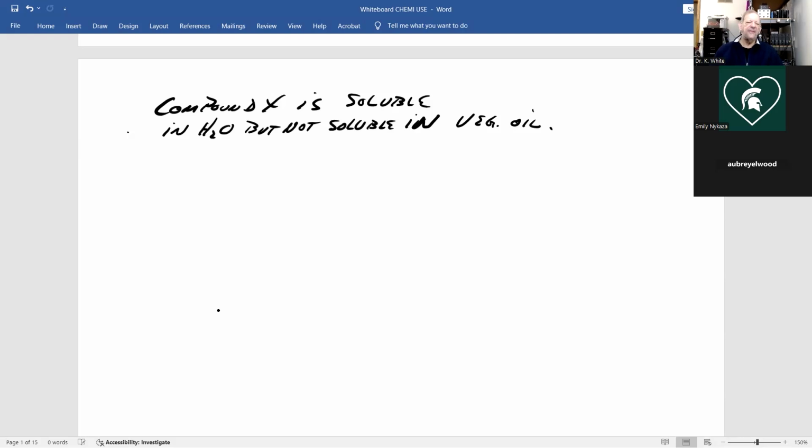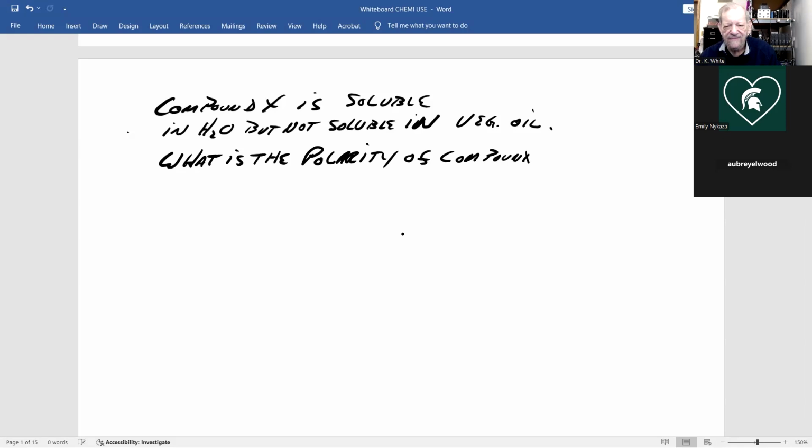I'm going to abbreviate tonight. Compound X is soluble in water, but not soluble in vegetable oil. All right, so compound X is soluble in water, but not soluble in vegetable oil. What is the polarity of compound X, and how do you know that?